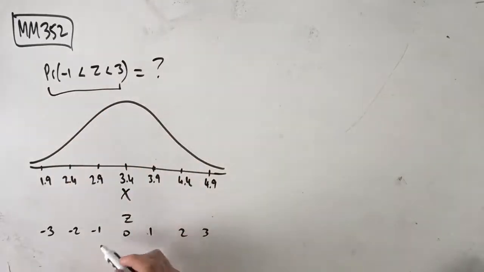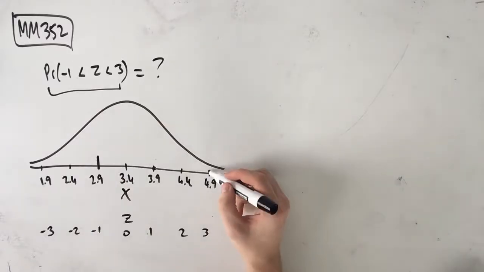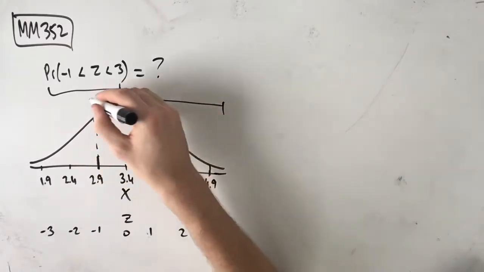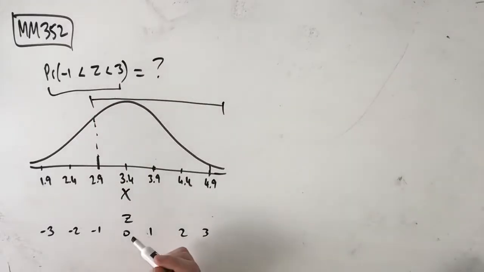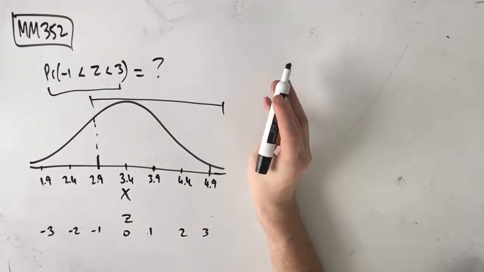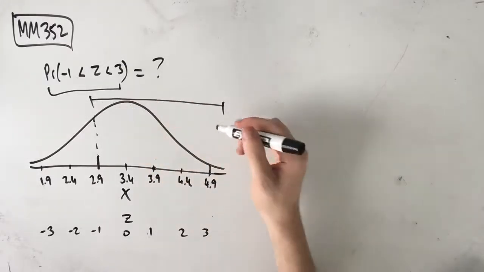So -1 to 3 occurs at z of -1, so from here to 3, which is here. So we're looking for from here to here and the probability of that happening. And what you would do is look through your different answers and see if they're the same as this area.